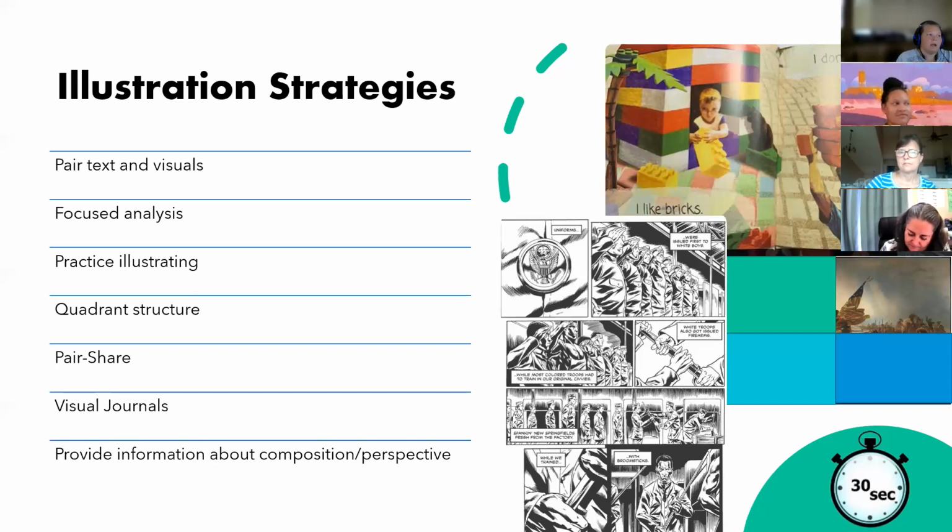visual journals. Using the quadrant structure when you're doing analysis, some of you might have done the 30-second activity with me before. Sometimes if a visual is particularly complex, covering up three quadrants and giving analysis time for each piece is helpful.